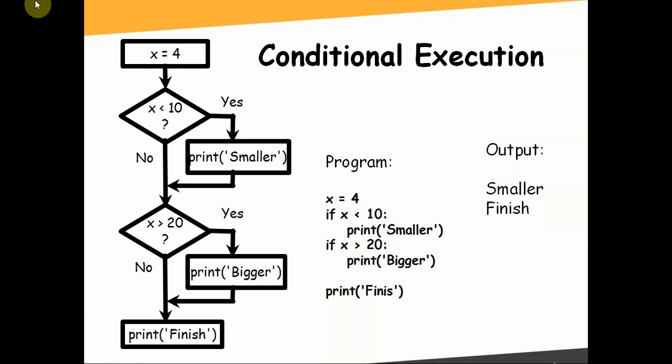Here, first I have assigned 4 to the variable x, and then I am checking whether it is less than 10 or not. If it is yes, then it prints smaller. If it is no, then it goes here. Again we are checking one condition here, whether x is greater than 20 or not. If it is yes, it prints bigger. If it is no, it prints finish. This is how conditional execution works. You test some condition. If it is yes, you can execute some statements. If it is not satisfied, you can put some statement for execution.